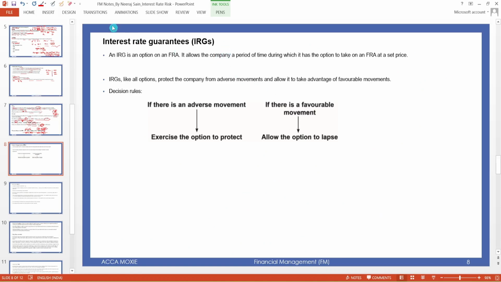Next is the interest rate guarantee. There are no numerical questions asked in the exam, but you need to keep in mind the concept that an interest rate guarantee is an option on an FRA. FRA is set for 3 months, after 3 months, but if we take an interest rate guarantee, it means we can take advantage of the option within the 3 months if there is an adverse movement in the interest rate. If it is favorable, then we allow the option to lapse, because we will go with the spot or with the forward rate agreement.